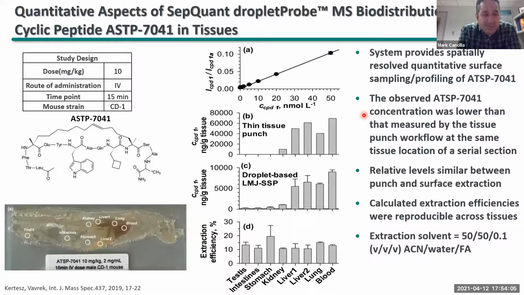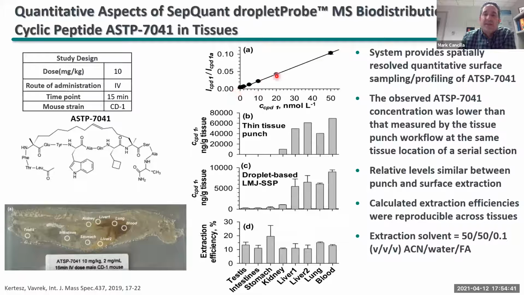I mentioned previously I would talk about the quantitative aspects of the SetQuant droplet probe, and this is all done in collaboration with Oak Ridge National Laboratory. So the cyclic peptide was dosed, as I discussed, IV, in a quick 15-minute time point. And the first thing we wanted to do is ask, is it quantitative? So we had a C13 label made of the peptide, and so we had an actual internal standard, and then they had different concentrations that were extracted off the surfaces.